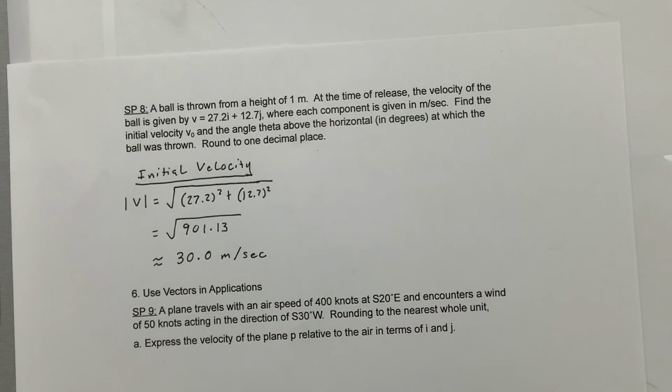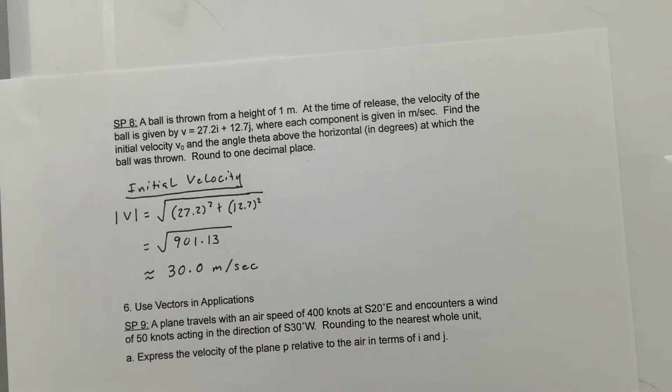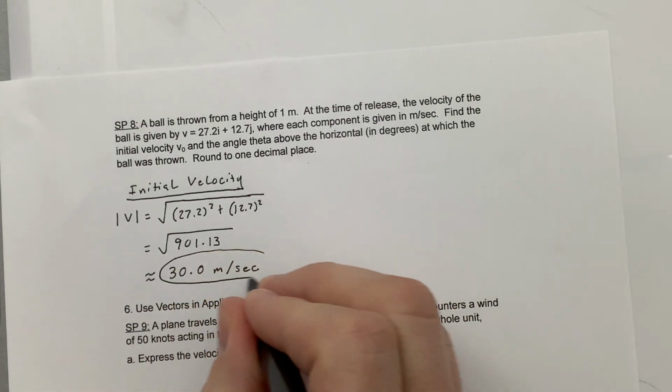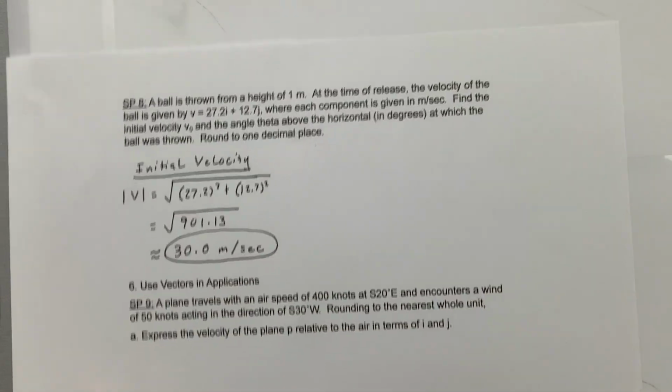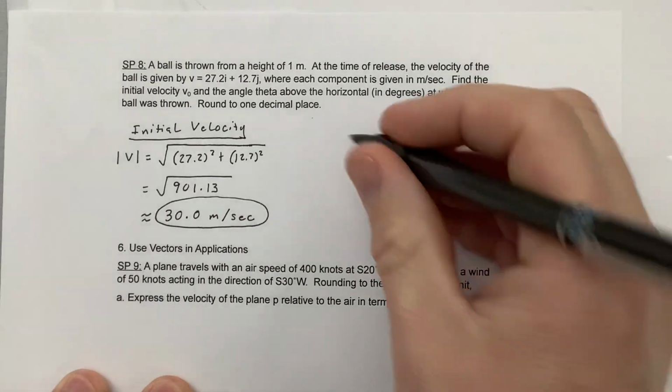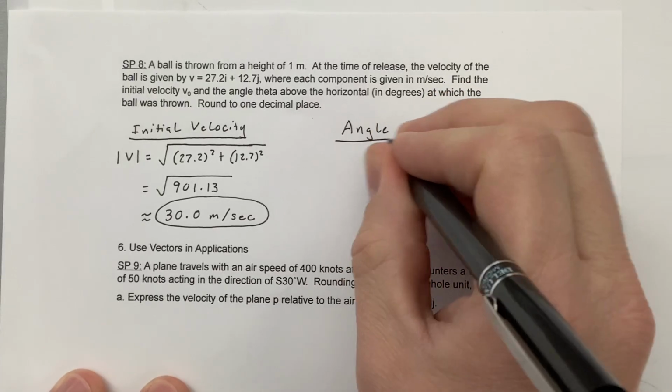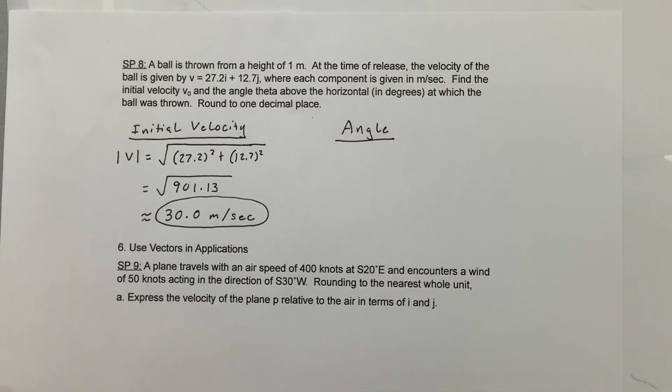Calculator work from there, but again, initial velocity of that vector magnitude 30 meters per second. Let's go to the angle. So again, we're kind of recalling a skill that we had done before. When we wanted to solve for the angle, which was theta, what did we end up using? Which trig function?